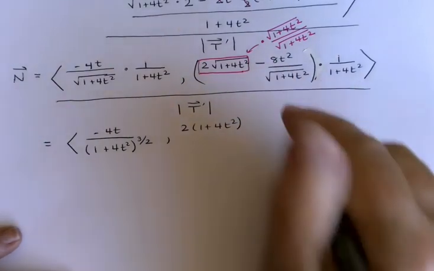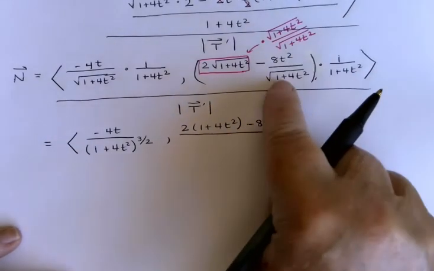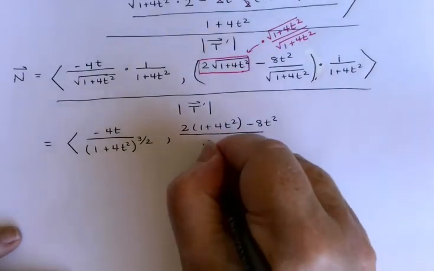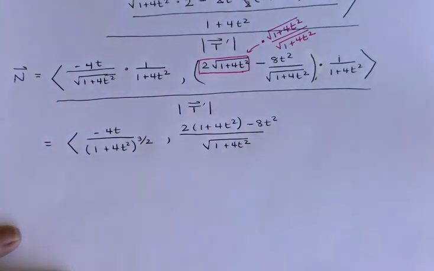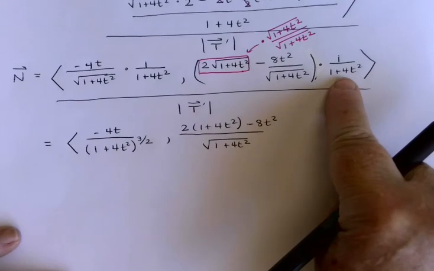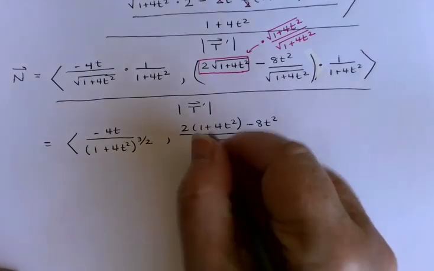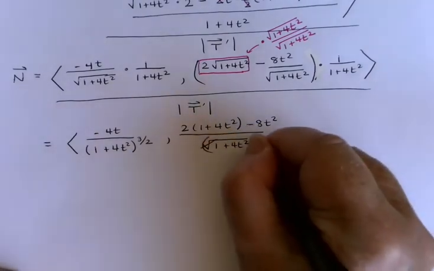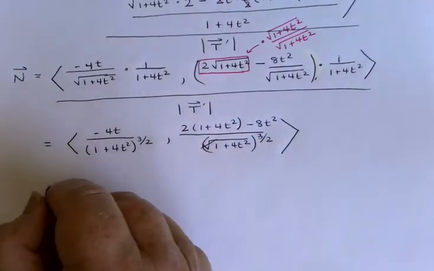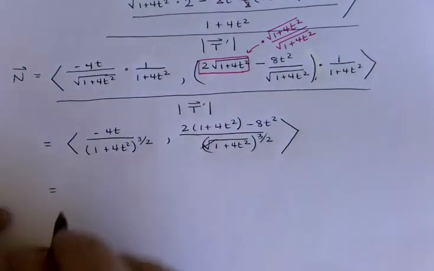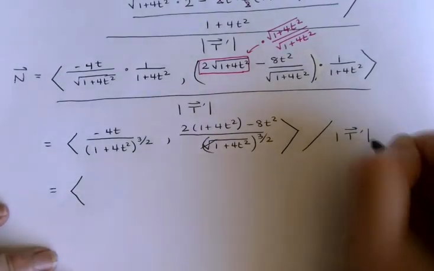And then I've got this minus 8t squared. And now both of those are over the square root of 1 plus 4t squared. All of that is multiplied by another 1 plus 4t squared. So actually I could do the same thing as I did here. Instead of the radical, why don't I just write that as the 3/2 power? All right, we're getting there. Oh, sorry, still divided by the magnitude of t prime. Haven't even touched that part yet.